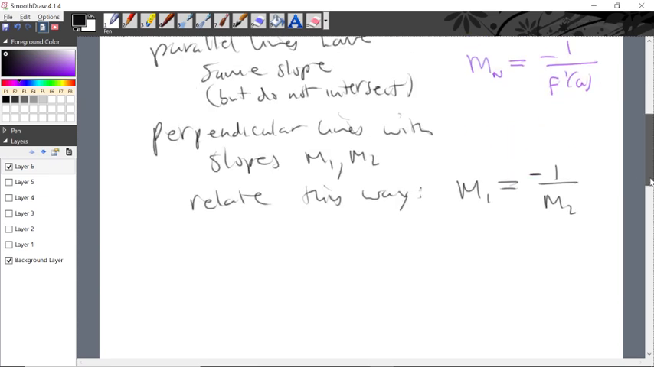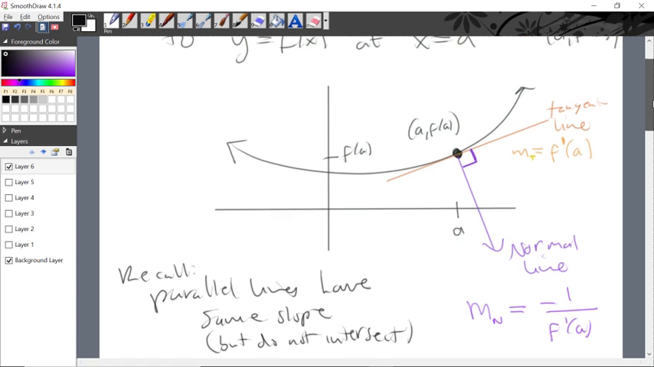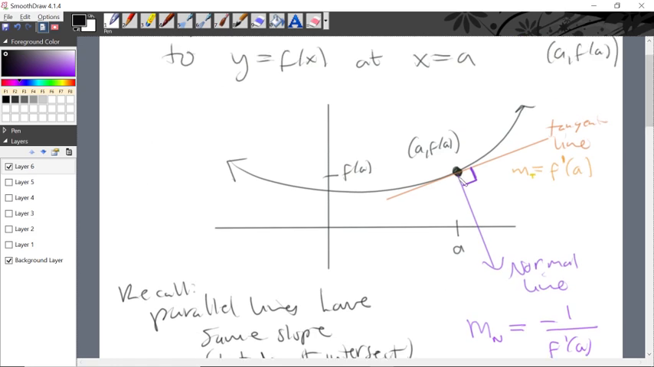Negative reciprocals of each other. So the normal line affixes to the same point on the curve that the tangent line does, but the normal line is perpendicular to the tangent line, and therefore at that instant on the curve, the normal line is in fact perpendicular to the curve itself.